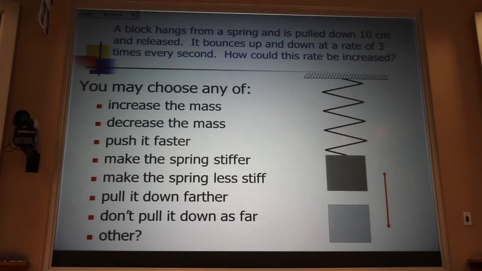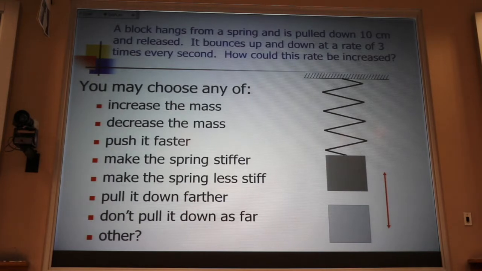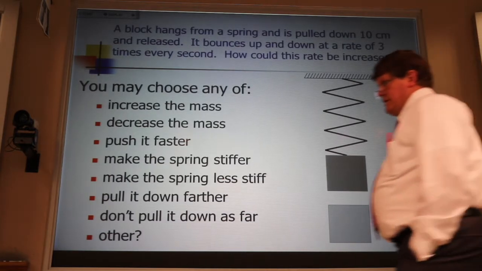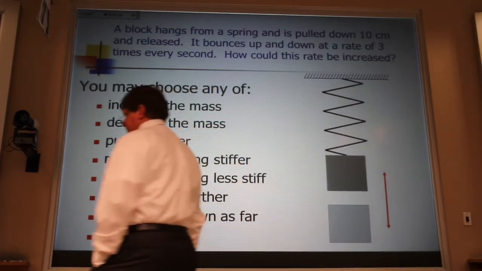Now, you've got a block hanging from a spring. It's pulled down 10 centimeters and released. It bounces up and down at a rate of 3 times per second, 3 hertz. You want that rate to be increased, maybe to 4 hertz. Which of these things in the list, or maybe something else that you can think of, could you do to make that happen? Talk to your neighbor. Which of these things would increase the frequency?